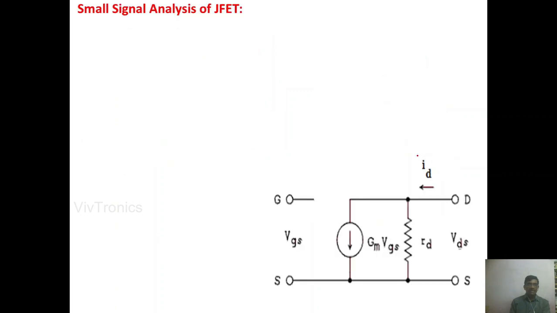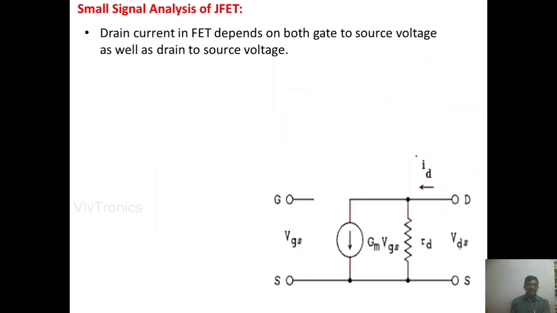Now we are going to see the small signal analysis of JFET. The drain current of the FET depends on both the gate to source voltage as well as the drain to source voltage. It is not only depending on VGS, it is also depending on VDS, so we can say ID is a function of VGS and VDS.